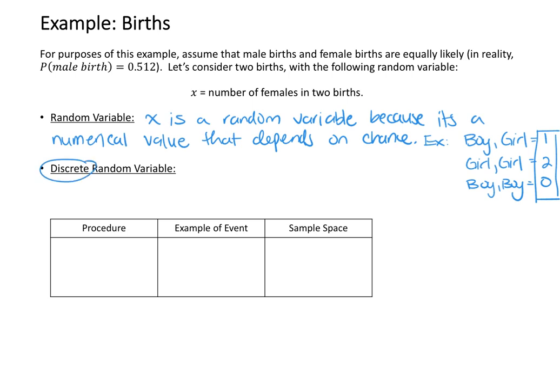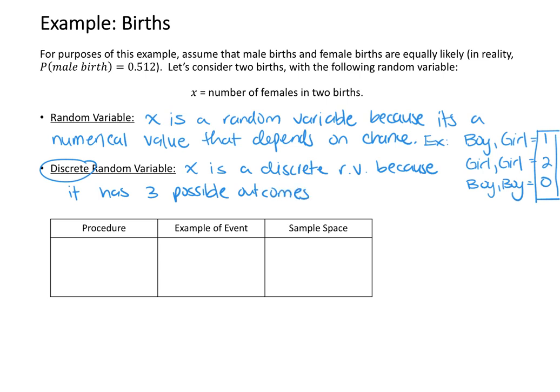And the reason why it's discrete is because, so I'll write down here, x is also a discrete random variable, okay, because it has three possible outcomes that we can literally count. You can have zero females, one female, two females, and also those three possible outcomes, that's a finite number of outcomes. Okay, so let's just review from lesson 10 what the procedure is in this particular example.